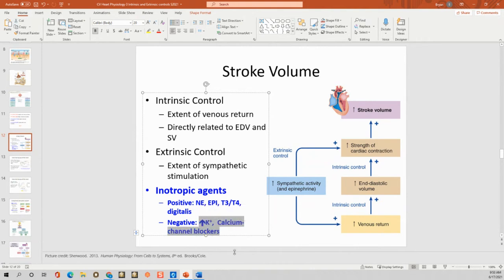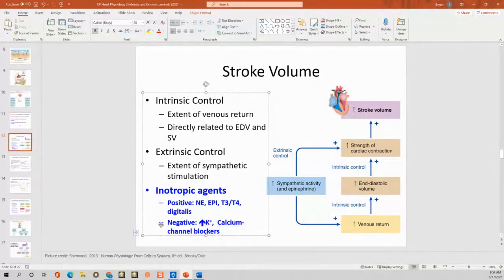You guys could memorize the fact that if we have too much potassium in the system, your heart's going to stop. It's going to stop beating if it's too much. So we got to be really careful with patients and their potassium levels. We are constantly monitoring our patients' potassium levels.